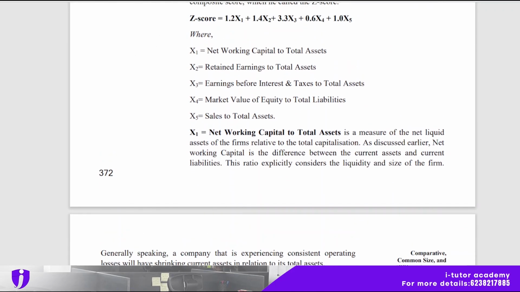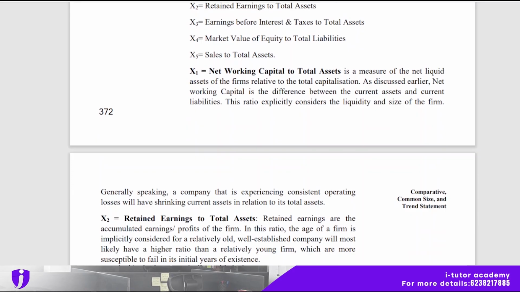So here is X1, X2. X1 is net working capital to total assets. X2 is retained earnings to total assets. X3 is earnings before interest and taxes to total assets. And X4 is market value of equity to total liabilities. X5 represents sales to total assets.